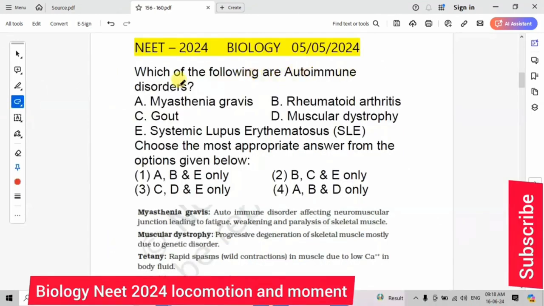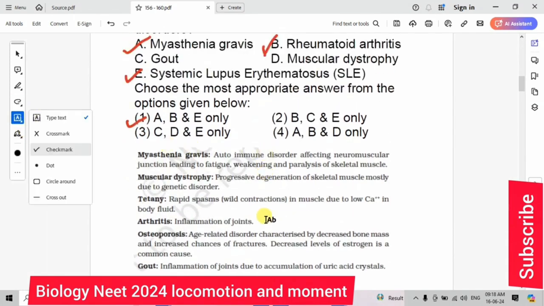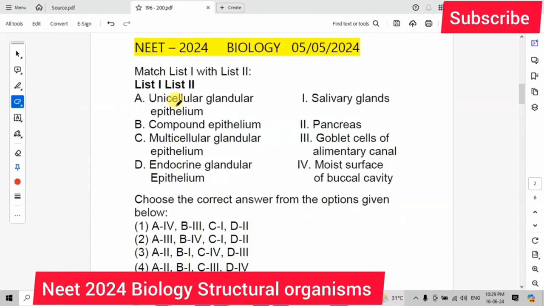Which of the following are autoimmune disorders? And it is myasthenia gravis, rheumatoid arthritis, and systemic lupus. The option is A, B and E. Option 1 is the answer, and this is from the chapter known as locomotion and movements. Thank you.